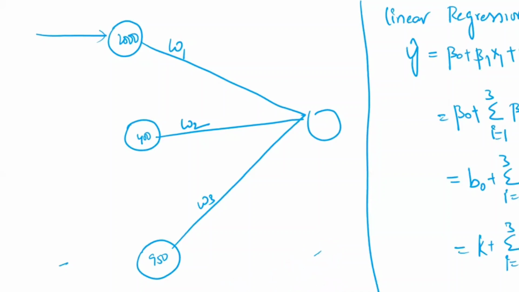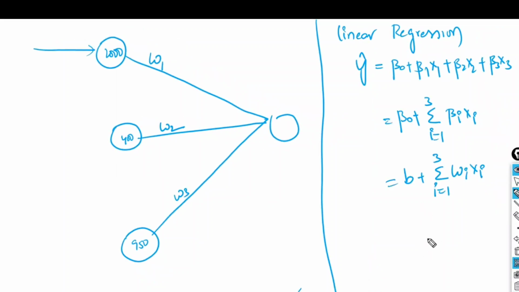Whatever notation we have in machine learning is beta naught plus this one. The same notation they have brought into deep learning as b plus sigma i is equal to 1 to 3 wi xi. Earlier I had written wxi plus b, right? That is the same. Both are the same.